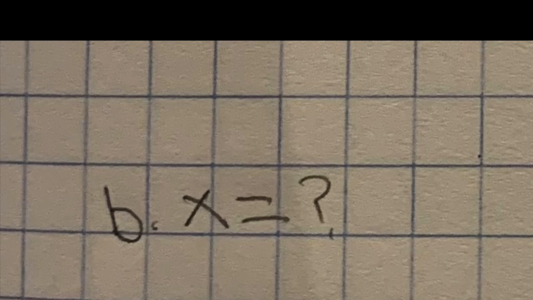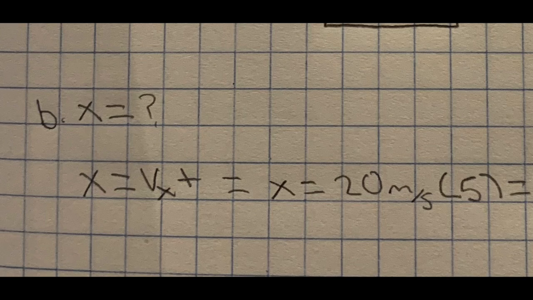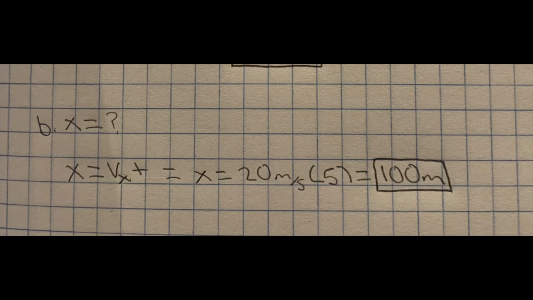Next we'll solve for how far John Stamos traveled after jumping off of the cliff. We'll use the equation x equals velocity of x multiplied by time. We can plug in the numbers that we are given and have 20 meters a second multiplied by 5 seconds. This gives us the final answer of 100 meters for how far he traveled.